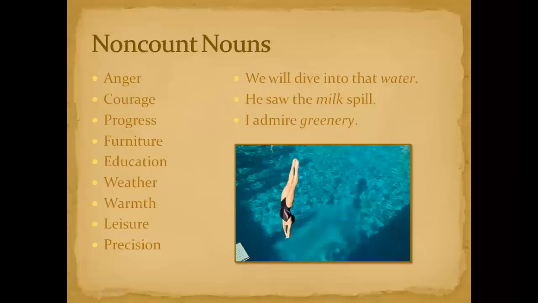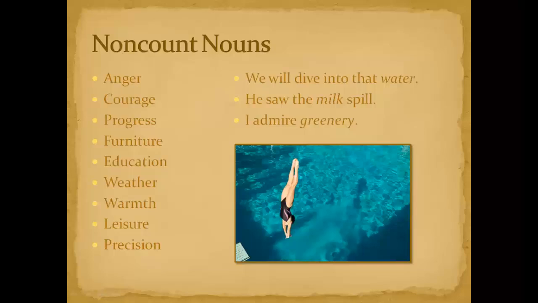So let's move on to non-count nouns. More examples are anger, courage, progress, furniture, education, weather, warmth, leisure, and precision. In the example sentences, the non-count nouns are italicized. For the first one, "we will dive into that water," someone cannot ask, "How many waters will you dive into?" That question does not make sense because water is non-countable.